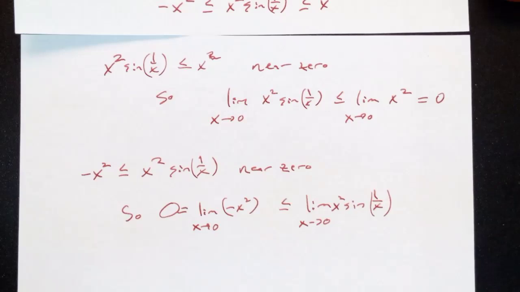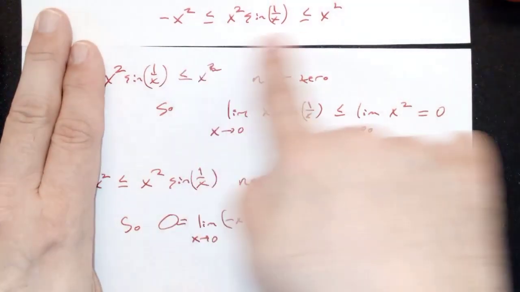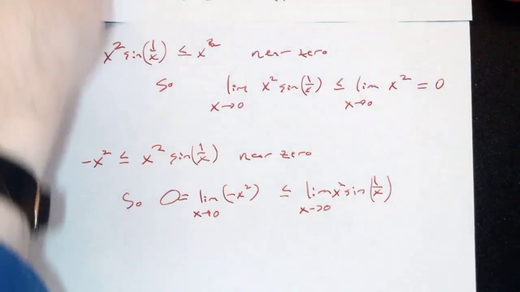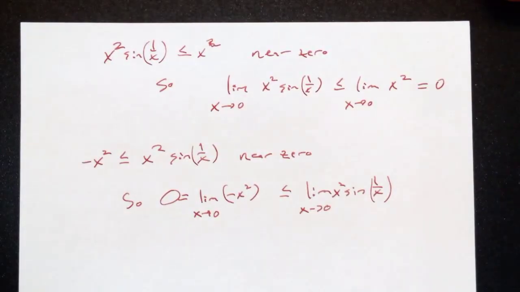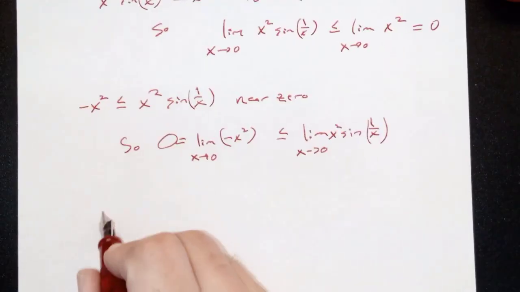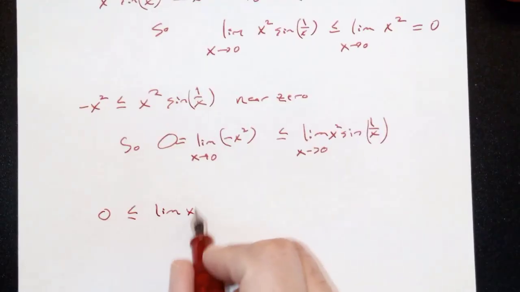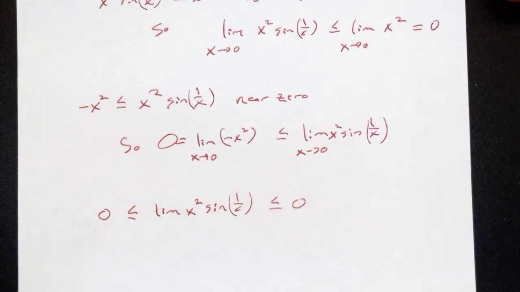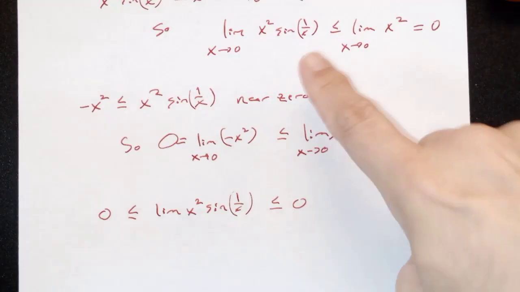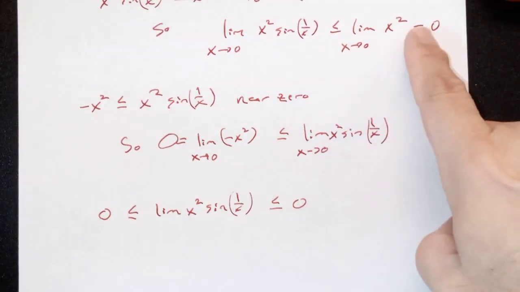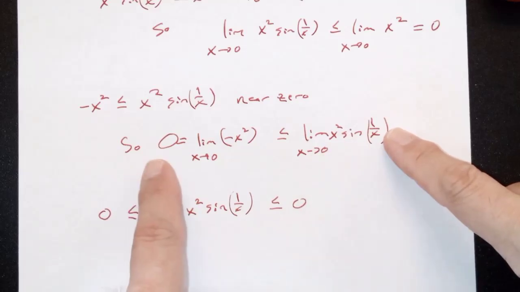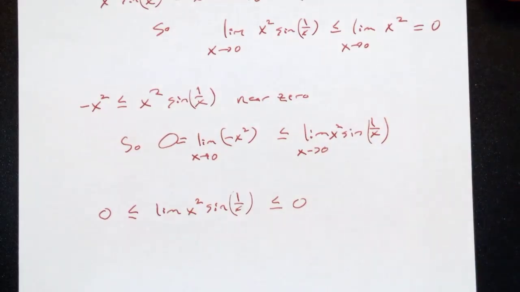Hey, wait a second. I can glue these inequalities together. The thing on the top of the screen right now says that the limit of x squared sine 1 over x is less than or equal to 0. This limit right here says that the limit of x squared sine 1 over x is bigger than or equal to 0. What's the only number that's trapped between 0 and 0?